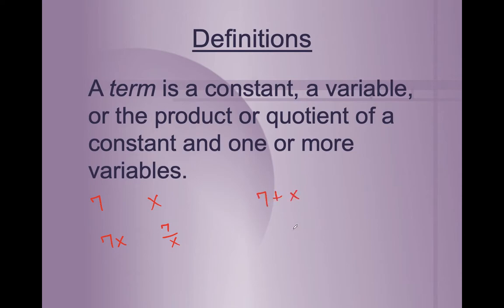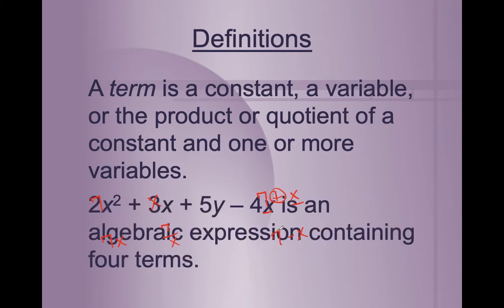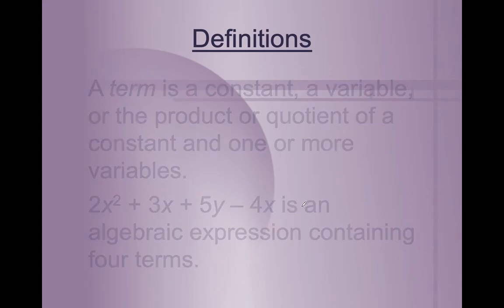7 plus x, that is not one term. That is actually two terms because it's divided by a plus sign. Same with 7 minus x. That's two terms. Oops, sorry, I didn't know I was going to write all over that. 2x squared plus 3x plus 5y minus 4x. Woo, that's an algebraic expression containing 1, 2, 3, 4 different terms because we divide them by plus and minus signs.